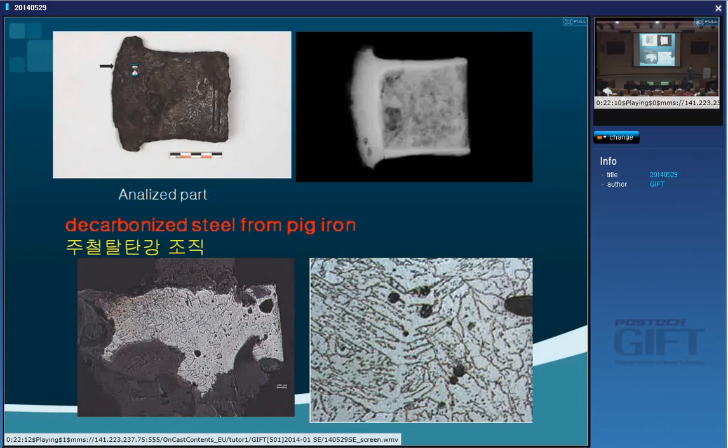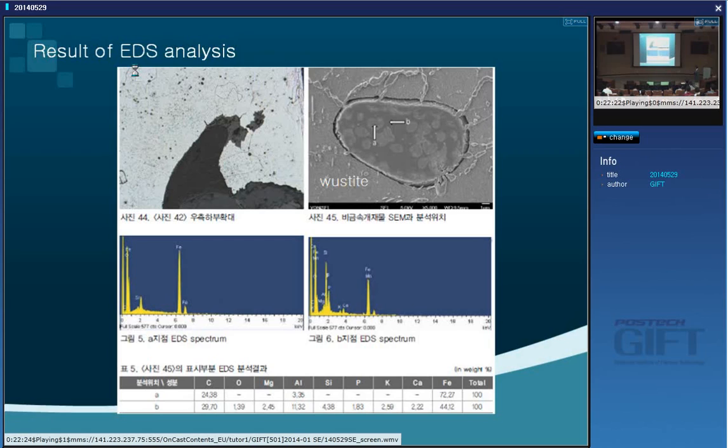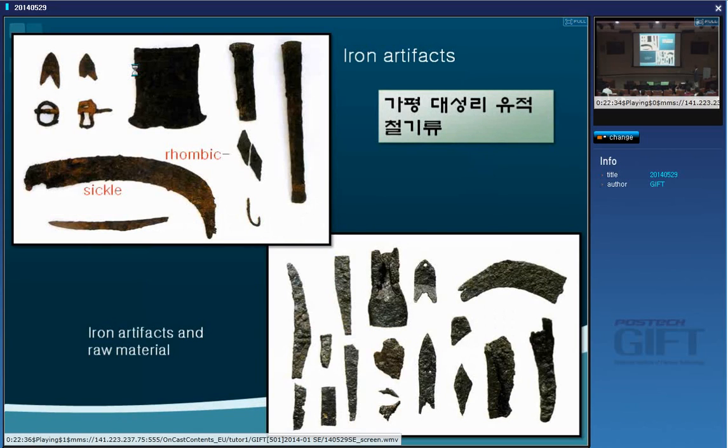And it is a very, very uneconomical method, and needed much fuel. And the result of EDS analysis is this pottery, these inclusions, and the structure is tight. Yes. And the sequel, rhombic types, this iron particle is the raw material to make iron tools.